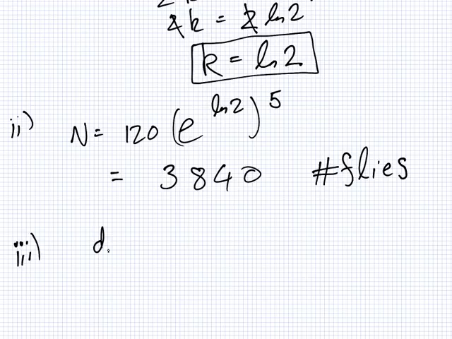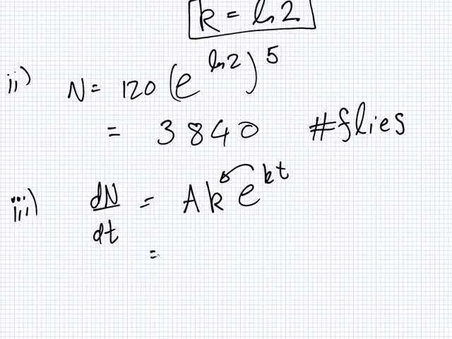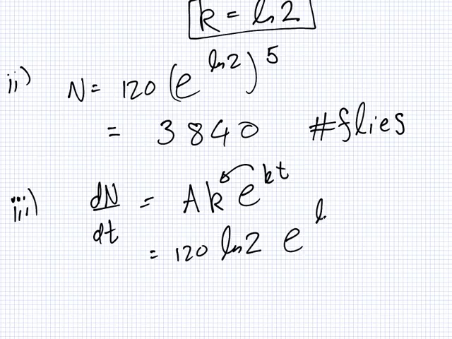Okay, part 3. Derivative. So what is dN/dt here? Well, that would be A k e^(kt), because for this the k just comes down in front. And we know the a, we know the k, and we know the t, so we know everything. So that's 120 log 2 e^(log 2 times 4). 2, 4, 8, 16. 16 times 120 times log 2. Okay, what's this, please?